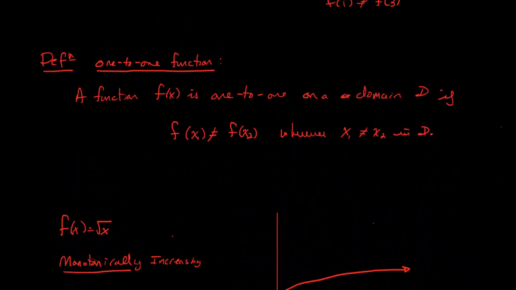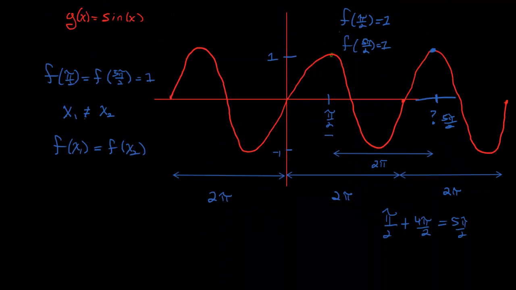As we defined up here, x1 does not equal x2. So we see that pi over 2 does not equal 5 pi over 2. However, in order to be one-to-one, the functional values cannot equal each other. So f of pi over 2 would not be allowed to equal f of 5 pi over 2. However, clearly here we see that they both equal a value of 1.